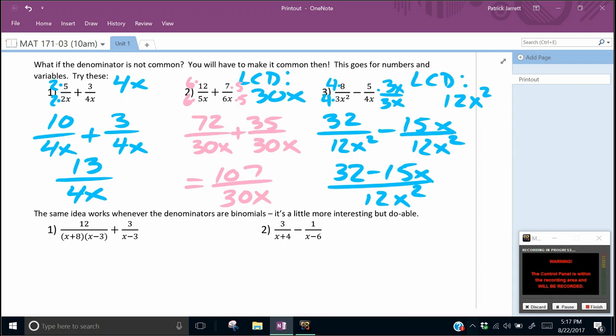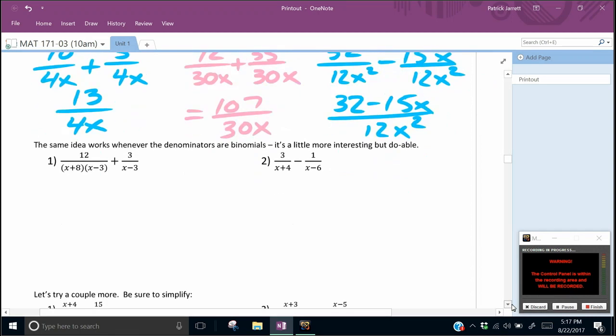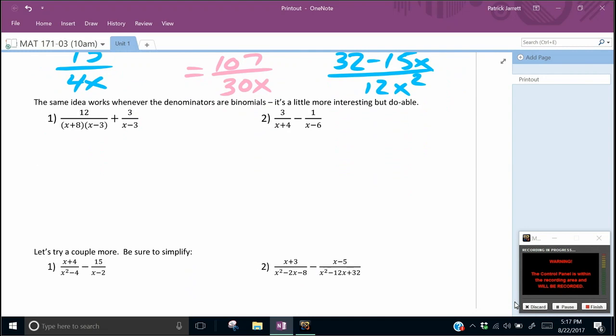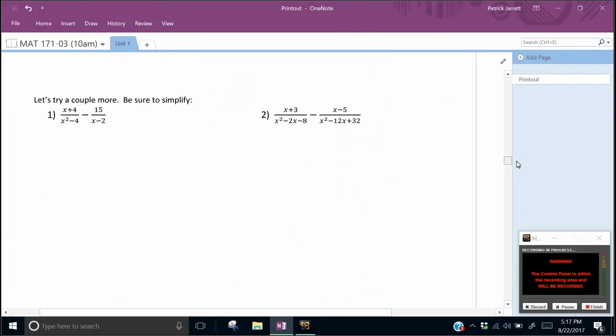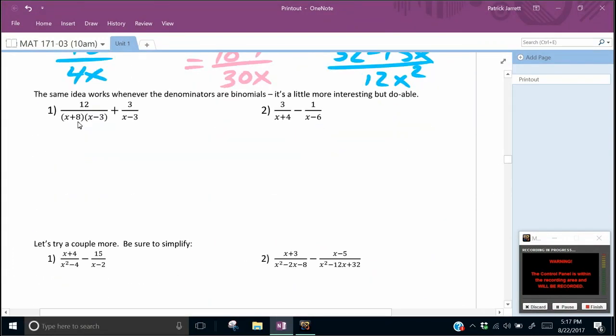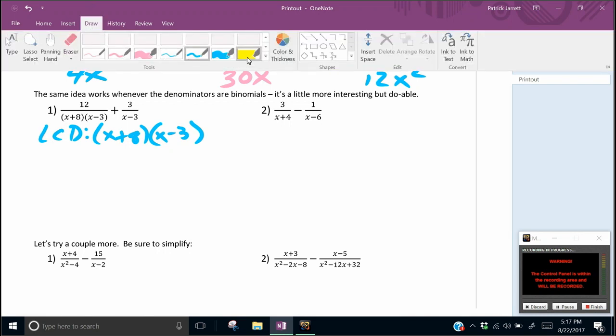Now, whenever the denominators are binomials, it's a lot more interesting, but they are doable, so don't freak out. And that's actually going to be the end. We're nearing the end. Hoorah! Now, for this one, the LCD is going to be the product of x plus 8 and x minus 3.